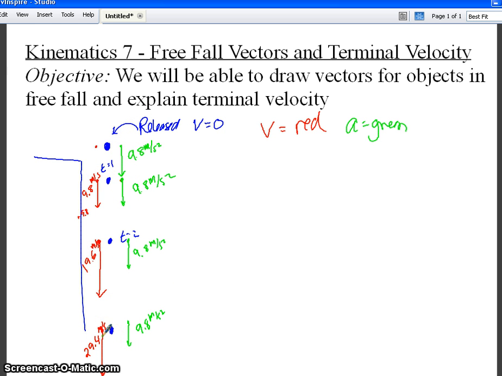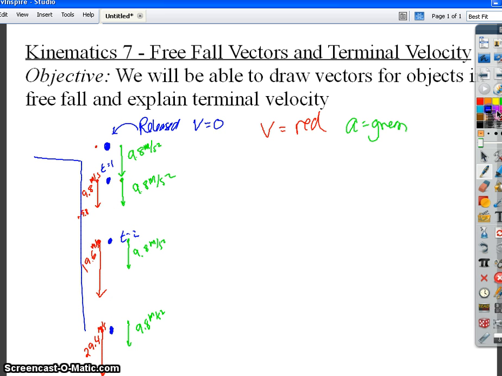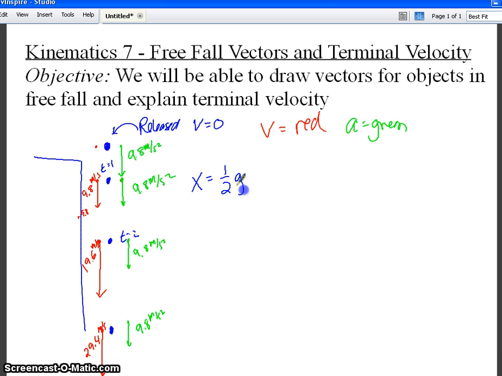Also, one side note, notice the distance in between these is all increasing. Because if we look at our equation, x equals 1/2 gt squared, notice that the time is squared. So x is going to increase exponentially. It's going to increase exponentially because t is being squared. This is an exponent. So it's going to increase more and more and more every single time.